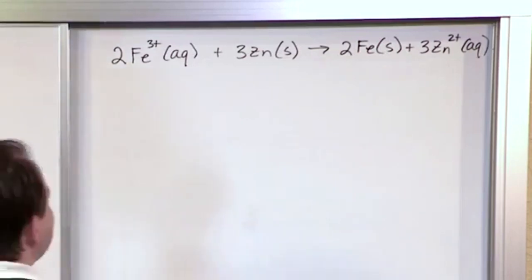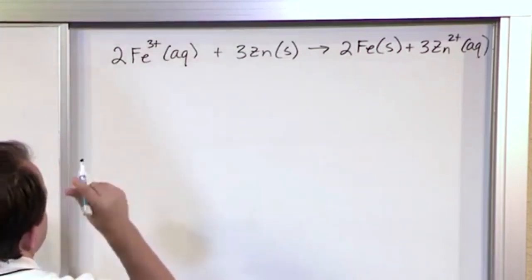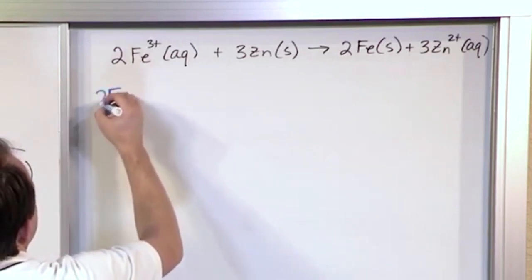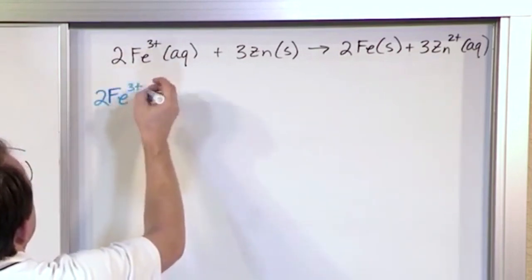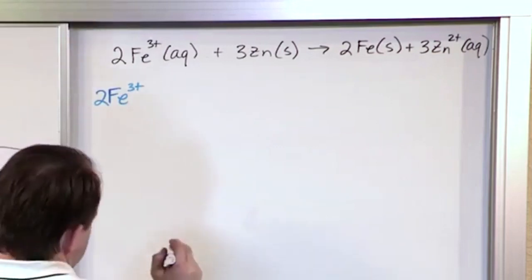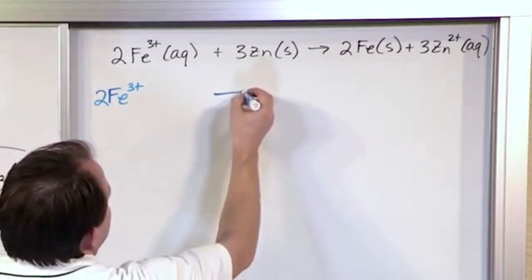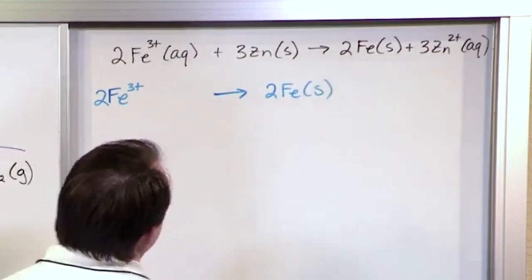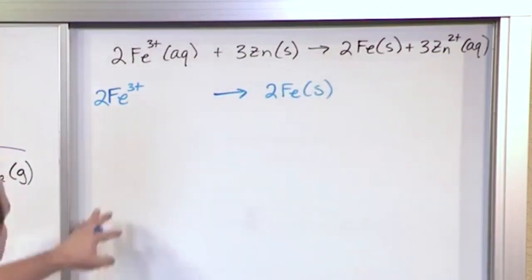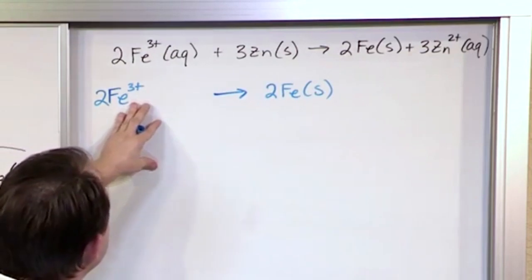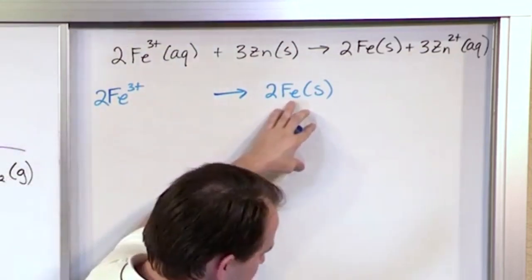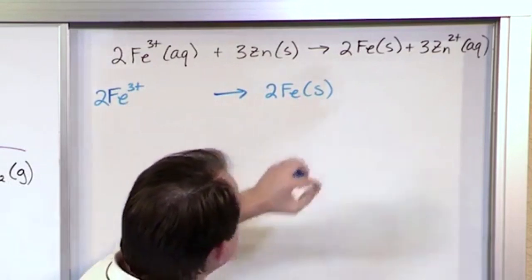If I want to write down the half reaction involving iron, I would say 2Fe3+. I've got to use the coefficients that I have. All right? And something's going to happen, and then I'm going to end up with 2 Fe, a solid. Now, what's going to happen to the electrons? Here I have a +3 on each one of these irons, and then I'm going to end up with a neutral iron atom.